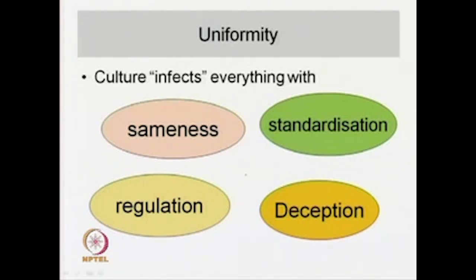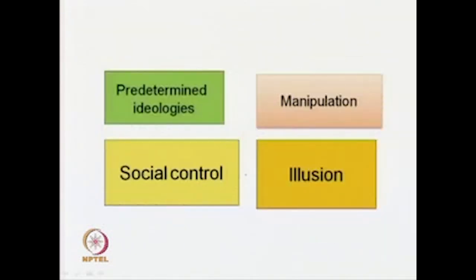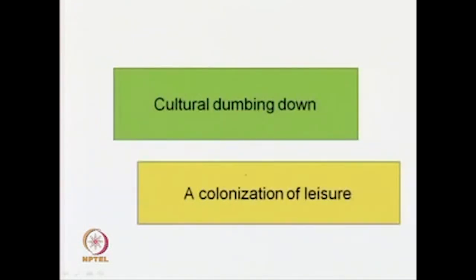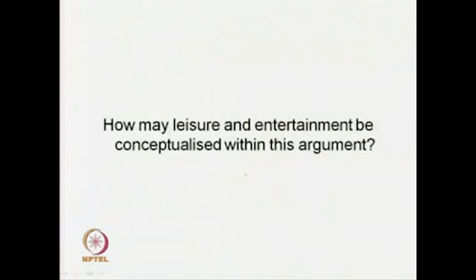Remember, this is in the case of mass culture. Mass culture produces the same, identical goods, and there is standardization even in an assembly line sort of way. There is a regulation of both our choices and our responses through signals, signs and codes, which ultimately end up being a deception of the consumer. So we therefore eventually have predetermined ideologies, social control, illusion, etcetera. There is a cultural dumbing down and a colonization of leisure.